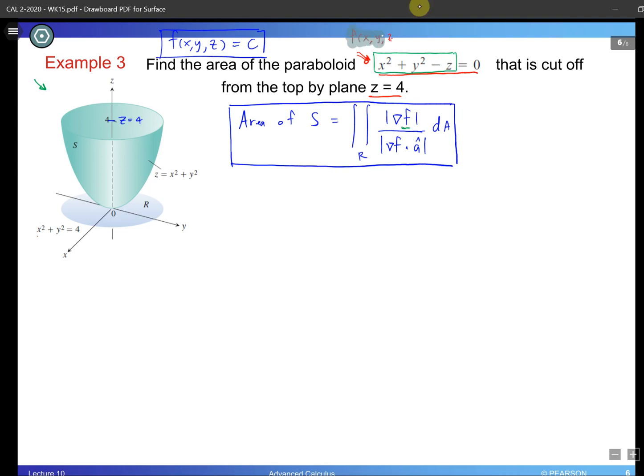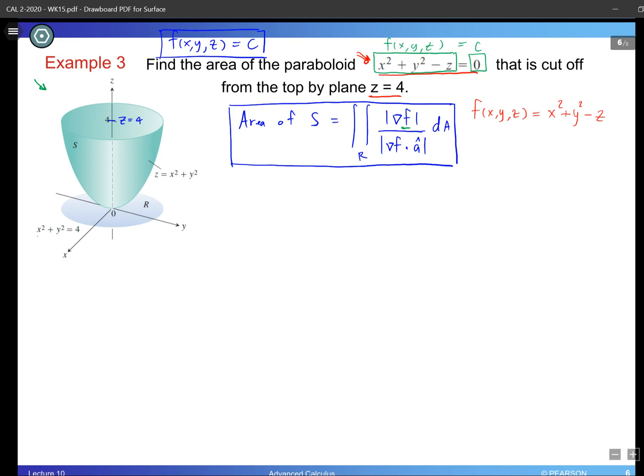This one is f of x, y, z, the left hand side of the equation, and the right hand side, 0 right here, is c. So we have f equal to c right here. Now, this is the first piece of the information that we have, so let's write that down. The function of x, y, z that we need is going to be equal to x squared plus y squared minus z, the left hand side of the paraboloid equation.